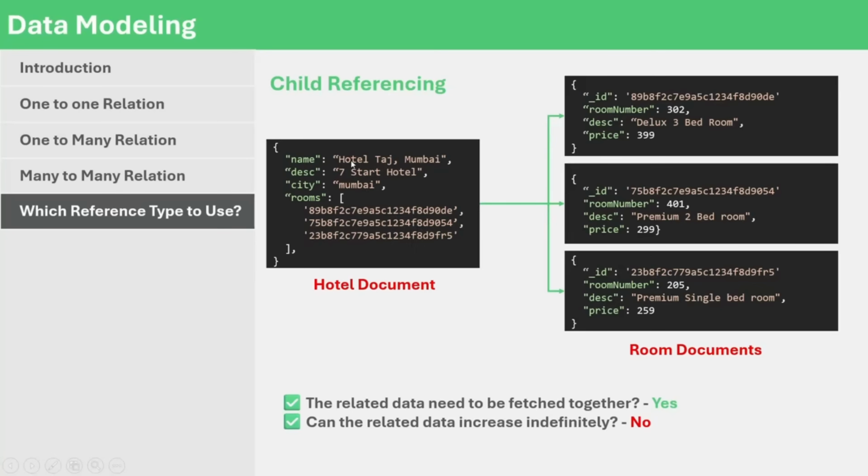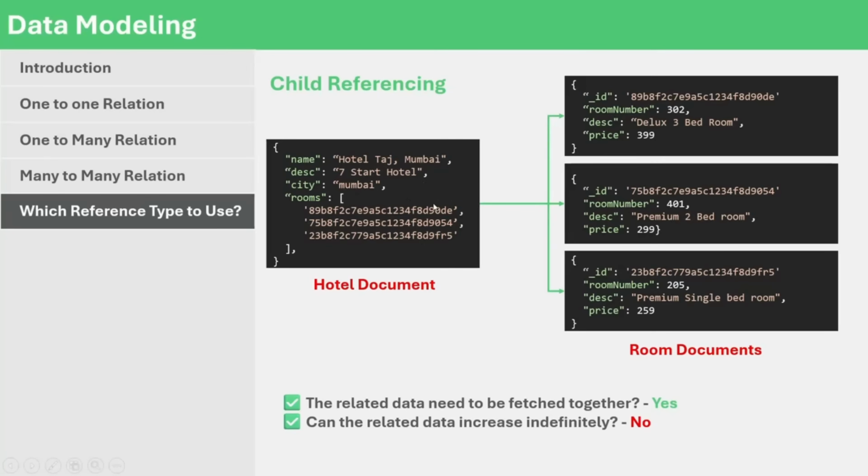Let's say I have this hotel where I'm storing the hotel details, and along with that, I'm also storing a reference of all the room documents which belong to that hotel. And here I'm using child referencing. Here in the parent document, this hotel document is the parent document. So in the parent document, I'm storing a reference of all the related child documents.